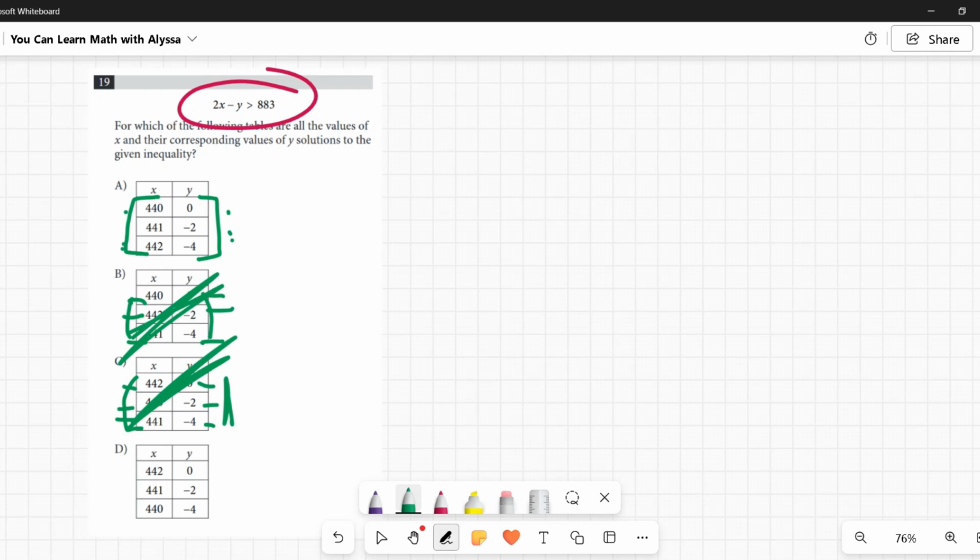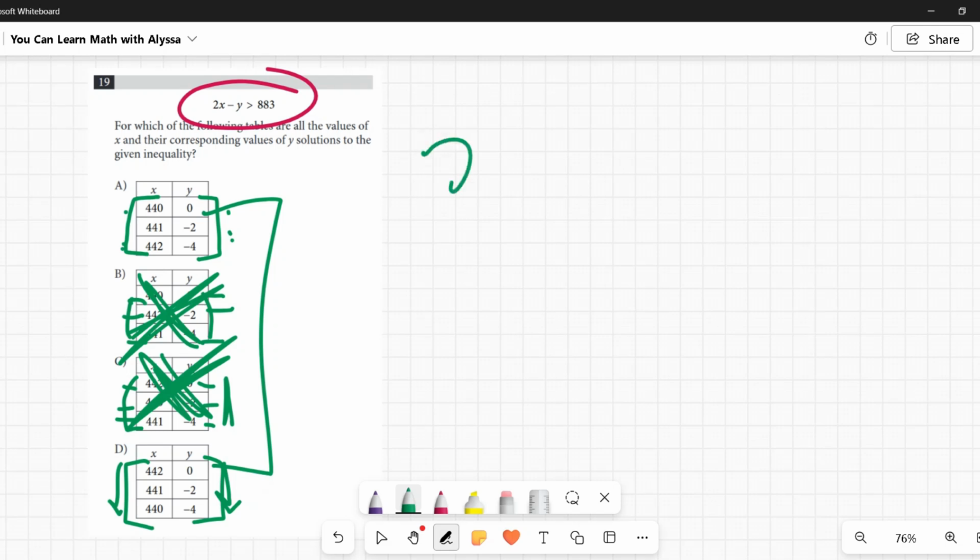This isn't linear. D: 442, 441, 440. It's going down by 1 each time. Here it's going down by 2 each time. That's also linear. So with that, you would have it narrowed down to those two, and then you would only have to compare one of them. You could compare the zeros for both of them. So you'd only have to do one calculation over here with the 2x, etc. So that can save you a little time.